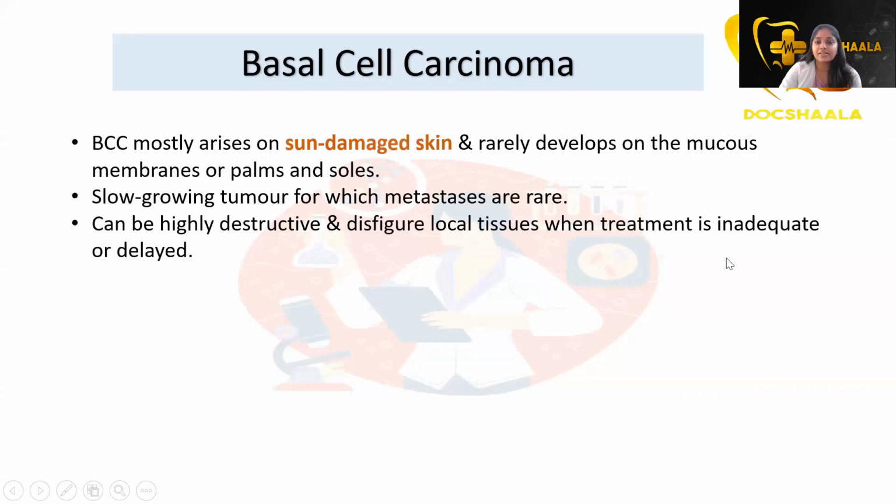So basal cell carcinoma, as you know, arises from sun-damaged skin, and it rarely develops on mucous membranes of palms or soles. Okay, and it is a slow-growing tumor, in which metastasis is rare. Okay, and it can be highly destructive and disfigure the local tissues when treatment is inadequate or delayed.